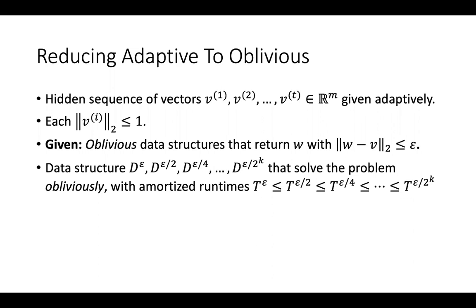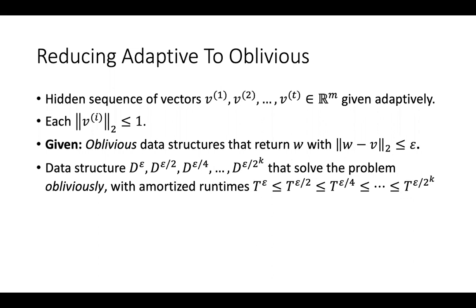So let's say we have data structures D epsilon over 2, D epsilon over 4 that solve this problem obliviously. And the amortized runtimes are T epsilon over 2, all the way to T epsilon over 2 to the k, which increase. Intuitively, this just means that when I want a higher accuracy data structure, a data structure with accuracy epsilon over 4 instead of epsilon over 2, the runtime should be increasing.